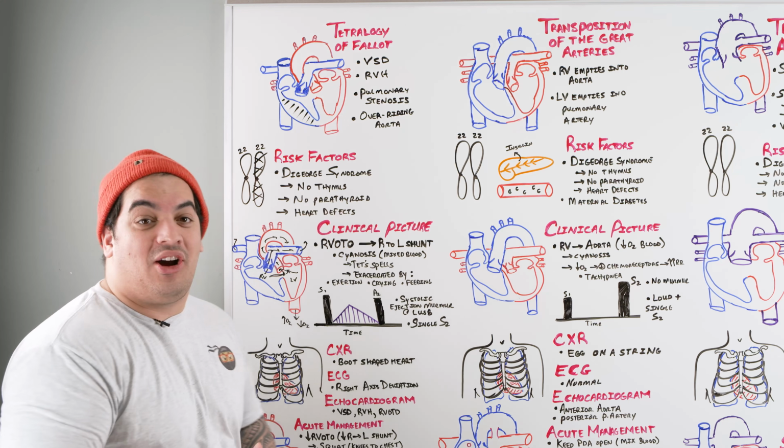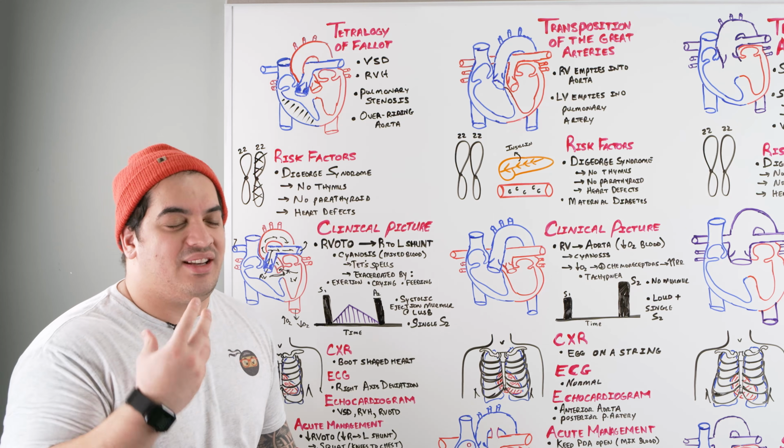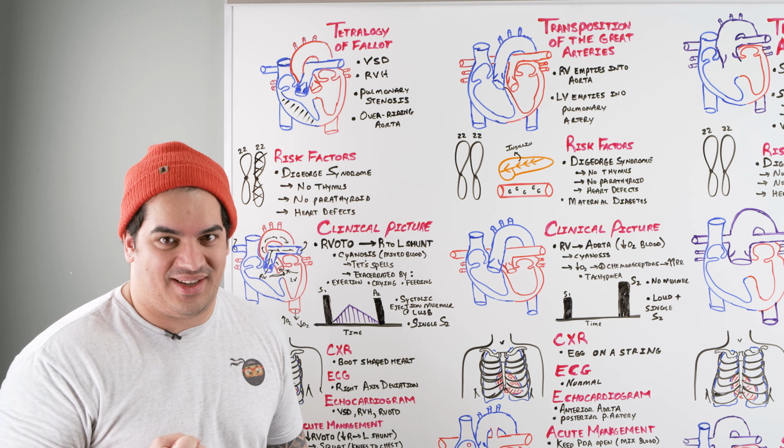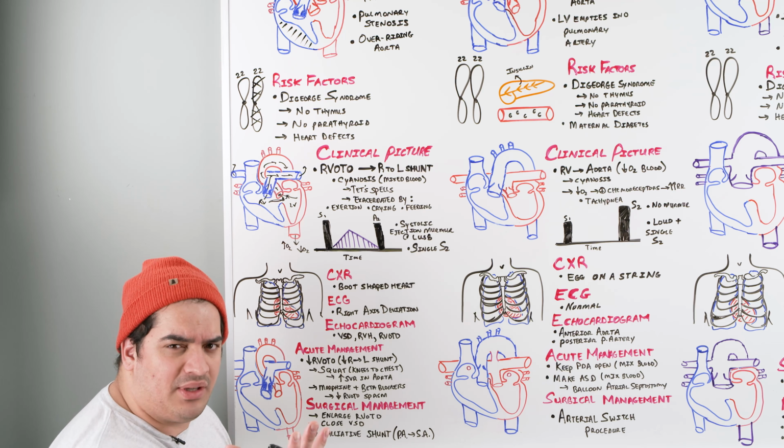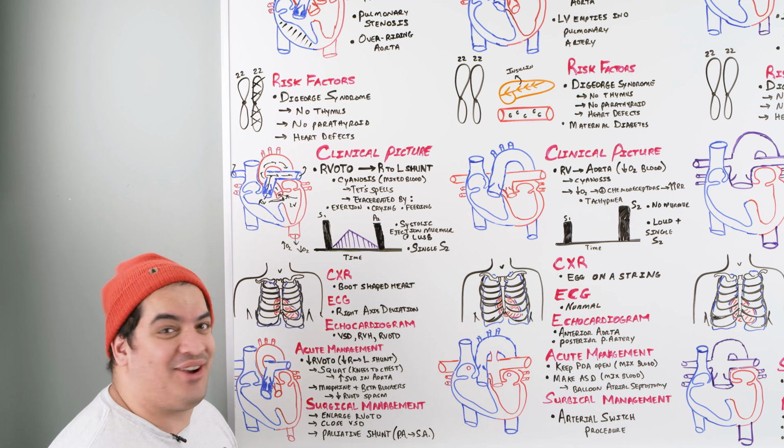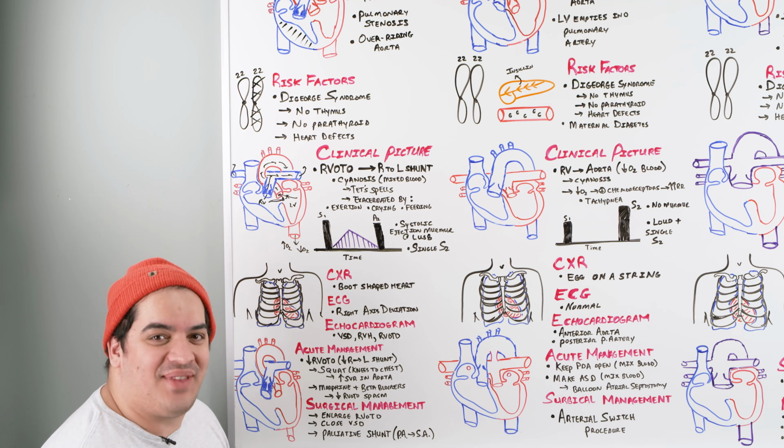Okay, let's talk about the clinical picture and the diagnostic testing, which are very important in this condition. Another thing with tetralogy of Fallot is when we're trying to diagnose this, we can use a couple different tests: chest x-ray, EKG, and echo. Echo is the gold standard. It's going to be the definitive diagnostic test.